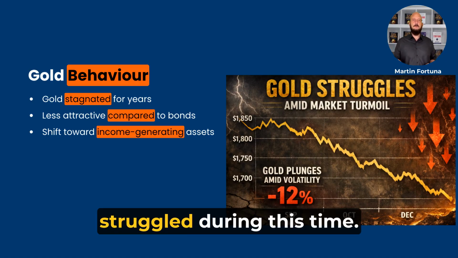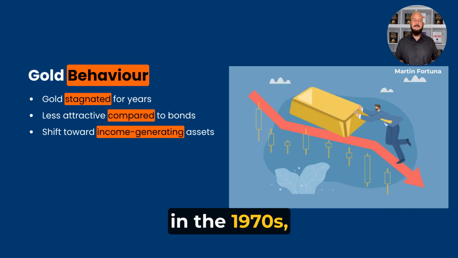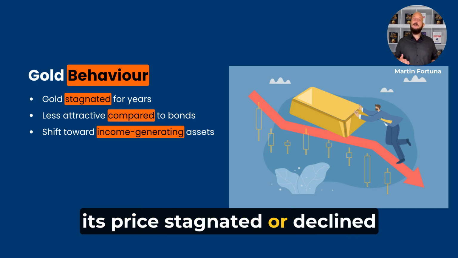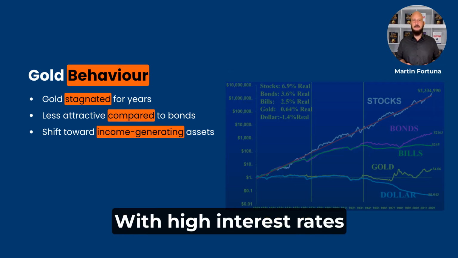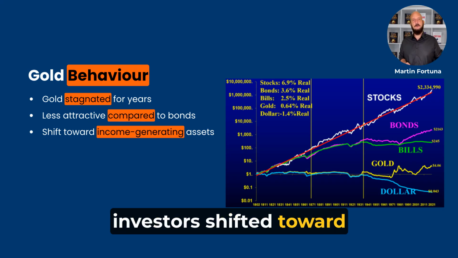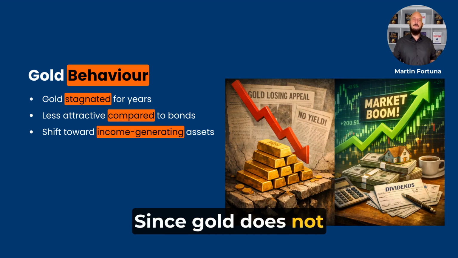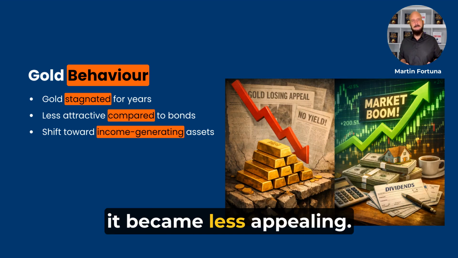Gold, however, struggled during this time. After its strong performance in the 1970s, its price stagnated or declined for many years. With high interest rates available elsewhere, investors shifted toward income-generating assets such as bonds. Since gold does not produce income, it became less appealing.